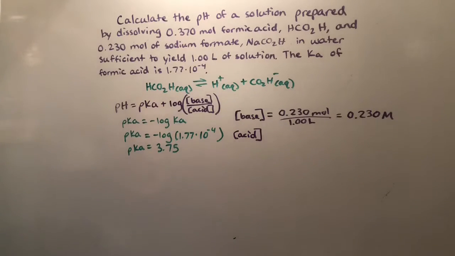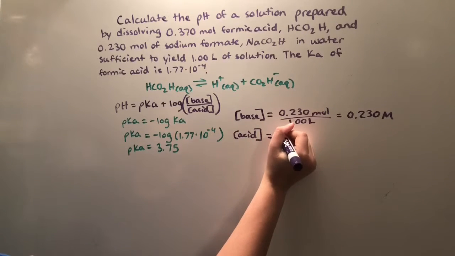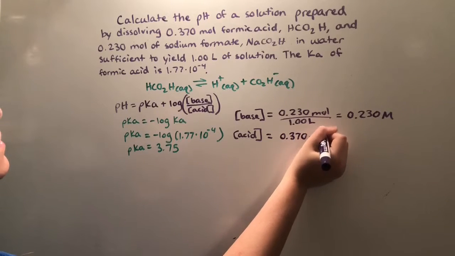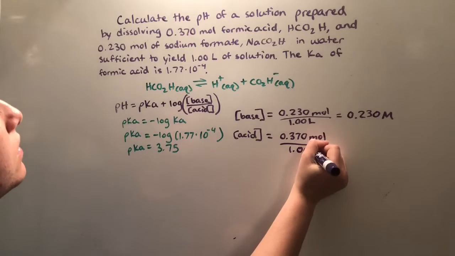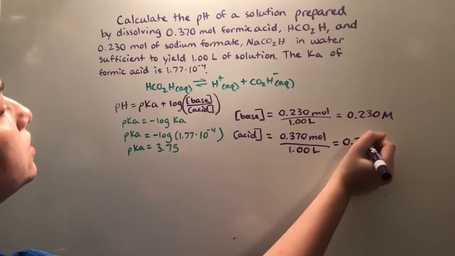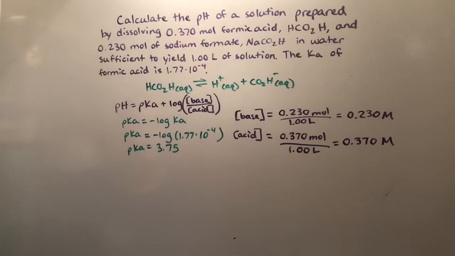So let's find the concentration of the acid. The concentration of the acid would be the concentration of HCO2H. And we're given 0.370 moles. And we know that the total amount of volume is 1 liter. So our concentration is going to be 0.370 molarity.